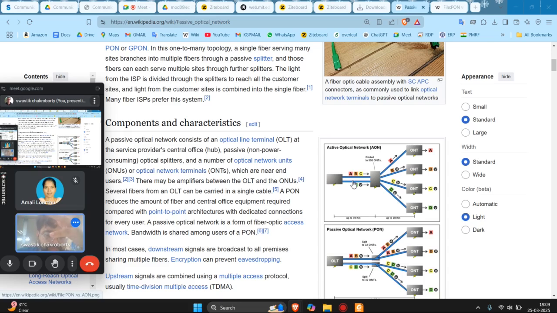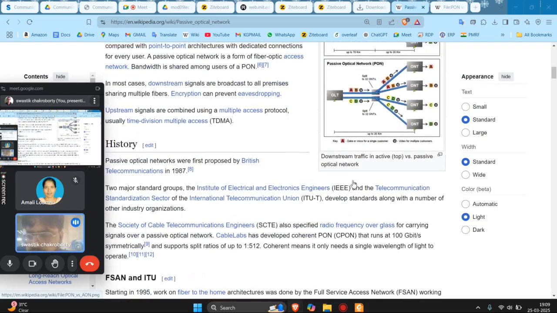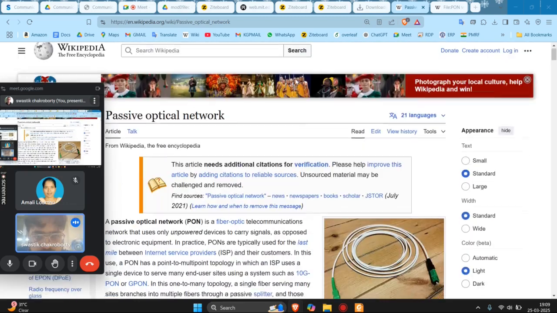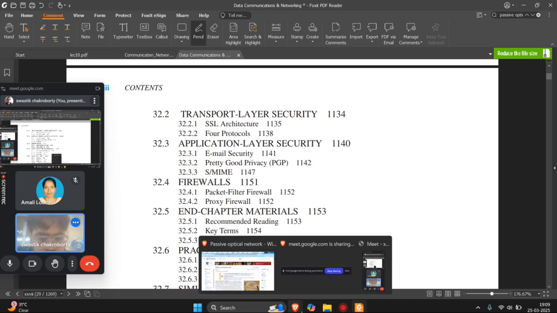Also, passive optical network has been used in the backhaul. That is, the fronthaul is from the base station to the user, but how the base station connects to the larger internet network is via passive optical network. So we will delve deep into passive optical network in the next lectures. For today, we will just solve the problems regarding ALOHA, CSMA, and CSMA CD.